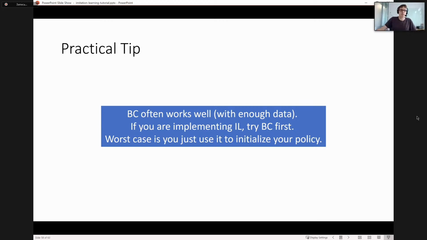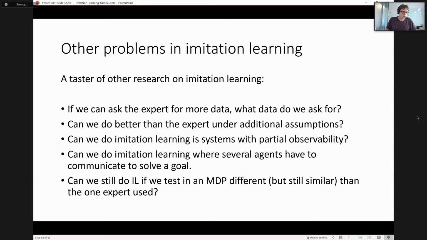Okay, cool. So I still have 3 minutes left in that part of the tutorial. So let me give you an overview of the other problems that we can solve in imitation learning. So this is just a taster. I'm not claiming that this list is exhaustive. I just wanted to give you an indication of what's happening.